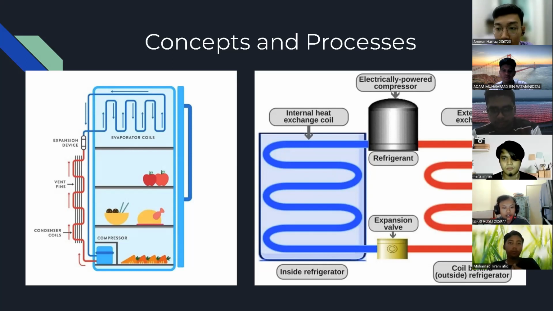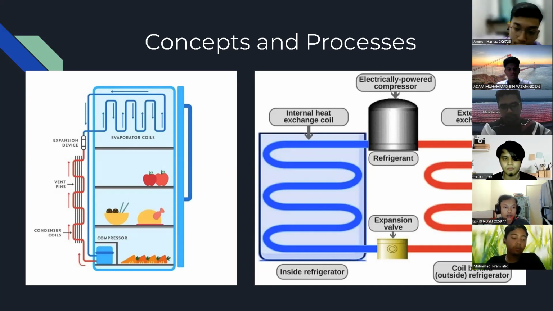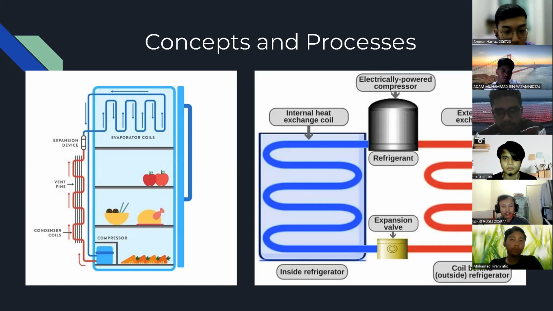So for the condenser, the condenser is usually located at the back or bottom of the refrigerator, outside of the cooling area. It releases the heat absorbed by the refrigerant in the evaporator. The hot refrigerant flows through the condenser coil, and as it moves, it gives off heat to the surrounding environment. This heat release cools down the refrigerant, so it can go back to the evaporator and repeat the cooling cycle.